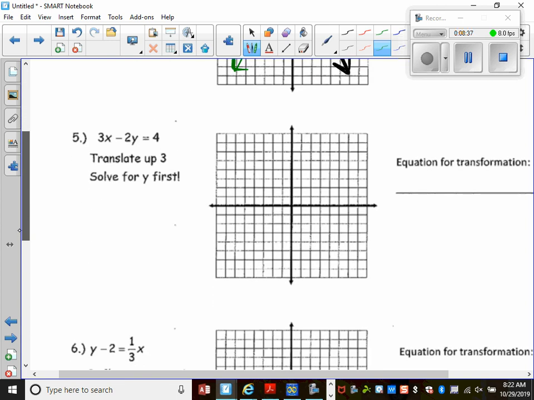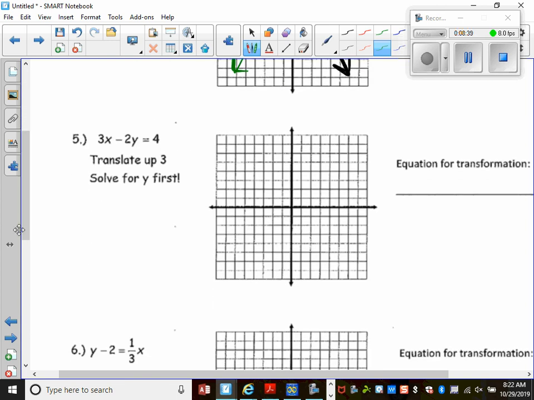All right, so moving on, we only have a couple more to do. So here, notice that this one has not been solved for y first. So you got to do a little work for this one. First, you got to put it in slope-intercept form. It always has to be in y equals mx plus b. And it even says translate up 3, but solve for y first.